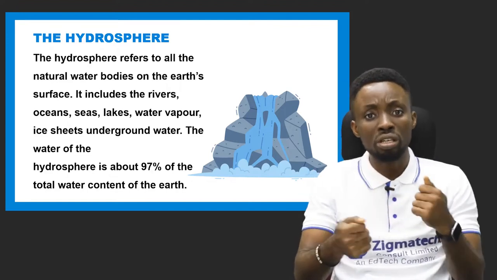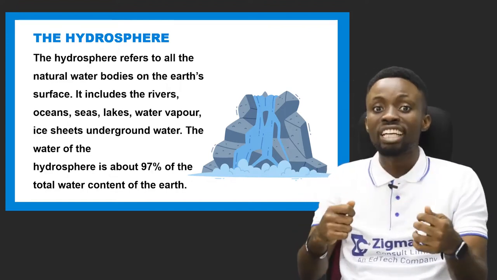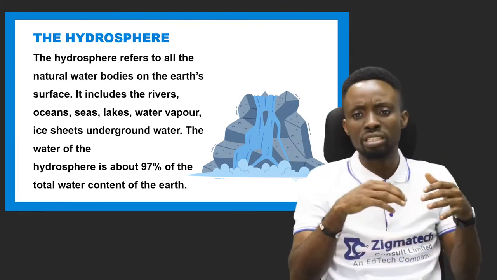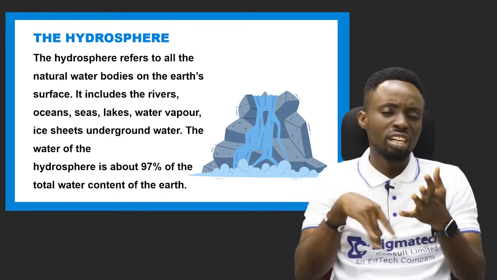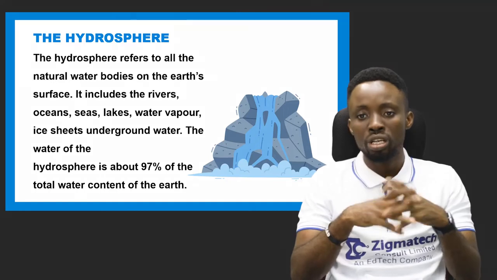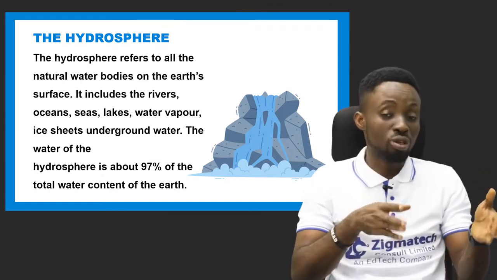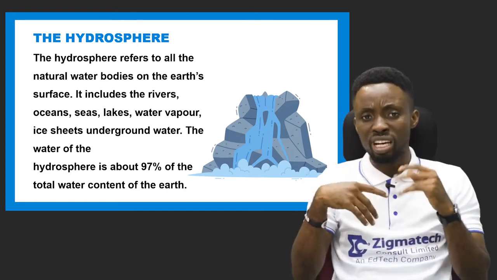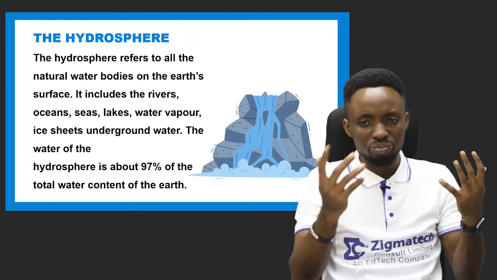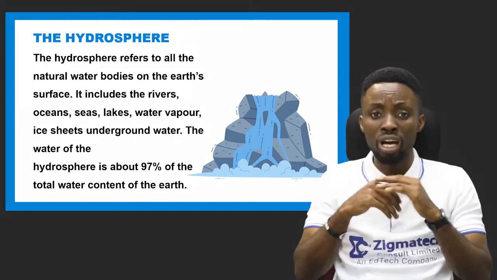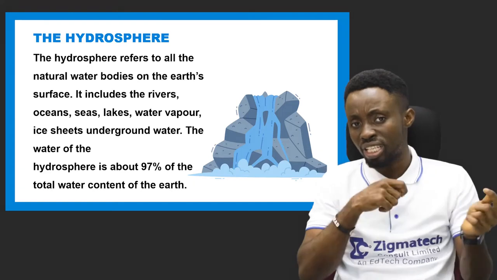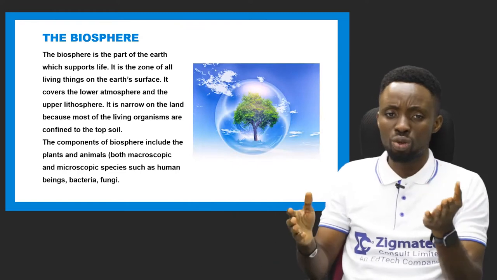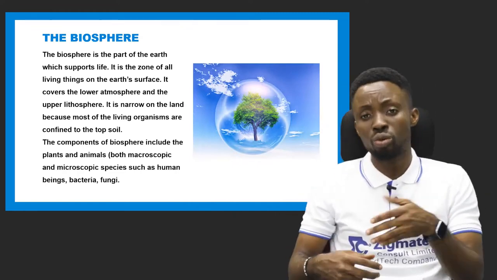And not just that, even the underground water too, and the ice sheets in the polar region, they are all part of the hydrosphere. And if you look at the Earth, you see that 97% of the water we have on Earth is actually categorized as the hydrosphere. So meaning that the other 3% can be artificially made, but when you look at the volume of water we have on Earth presently, you see that 97% is actually gotten from the hydrosphere. So that's the hydrosphere.